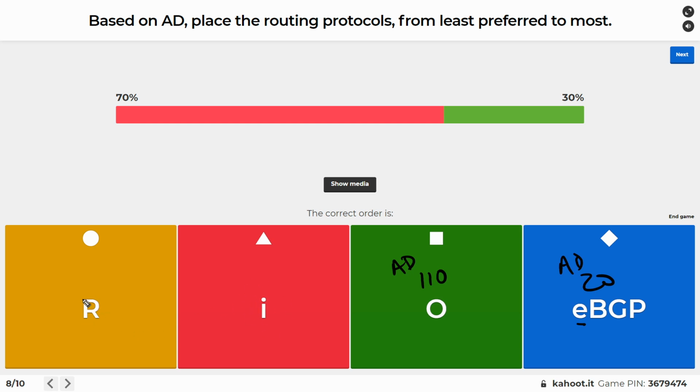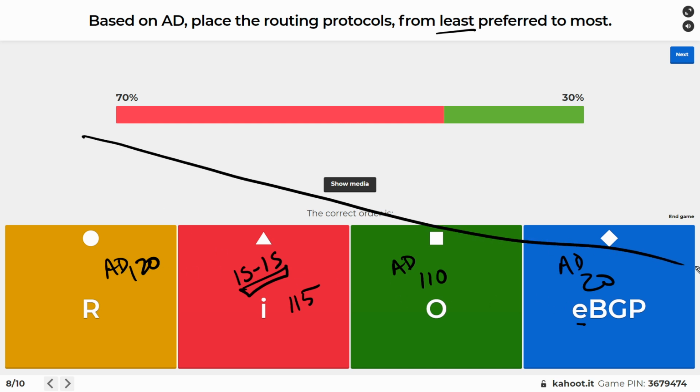R is for RIP, as in the Routing Information Protocol. It has a default AD of 120. And then I is for, depends on what the definition of is. That's an old joke. But anyway, that's ISIS, and it has an administrative distance of 115. So if we are ranking these from least preferred, or the highest number to lowest, it would look like that.